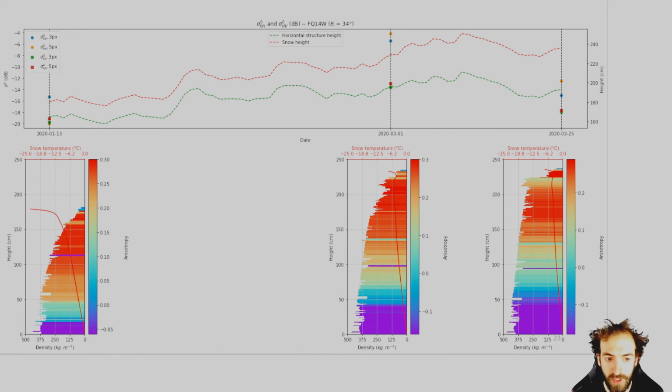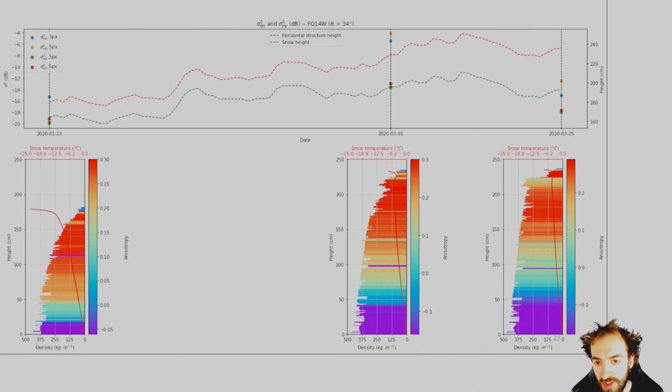Between the first two dates, we can see that there is a notable rise in snow depth, and that goes with a rise also in the average density of the snowpack. And this would create more volume interaction within the snowpack, and hence increase the backscattered intensity. And this is indeed what we have in the backscattered intensity plot.